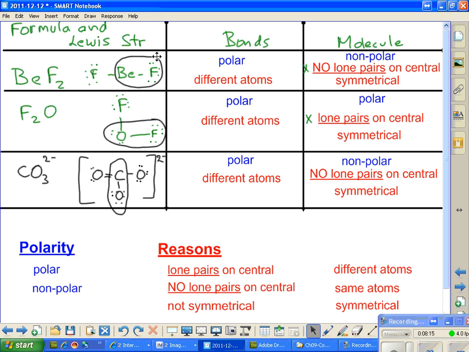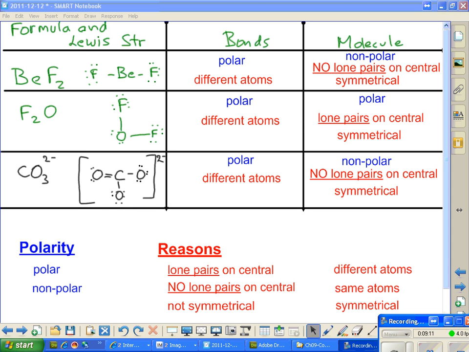There we go. Okay. Now on the top, we have a polar bond, and the reason it's polar is because of the beryllium and fluorine being different atoms. And then we go down one to the difluorine oxide, and the difluorine oxide has a polar bond for the same reason. And as we go down to our carbonate ion, also could be called in the systematic name as trifluoride, trioxide. I'll get it right. Carbon trioxide. The carbon trioxide is also a polar bond, and for the same reason, because it has different atoms.